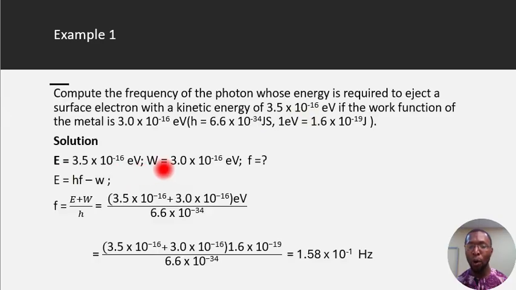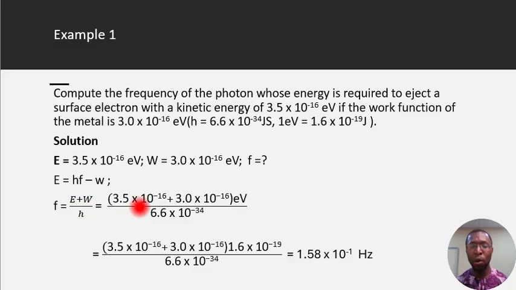Okay, we are given our work function, W, to be 3.0 times 10 to the power minus 16 electron volt, and we have to compute the frequency. The frequency is unknown here. So by formula, we know that kinetic energy equals Hf minus W. Making F the subject of the formula, we have F equals E plus W over H.